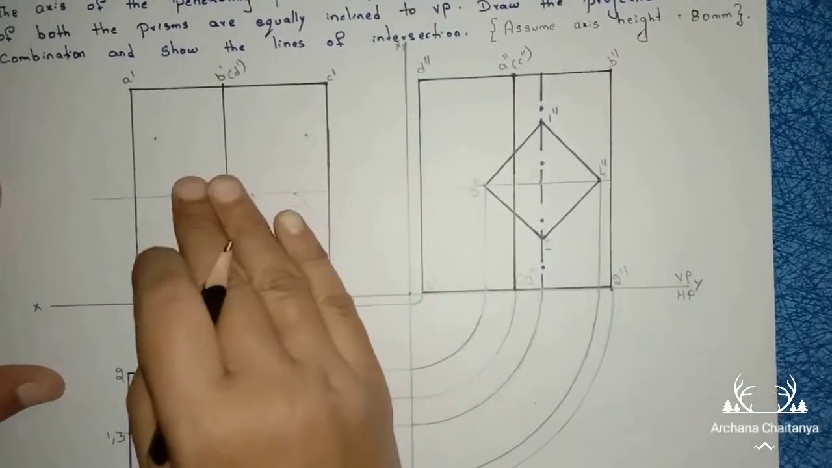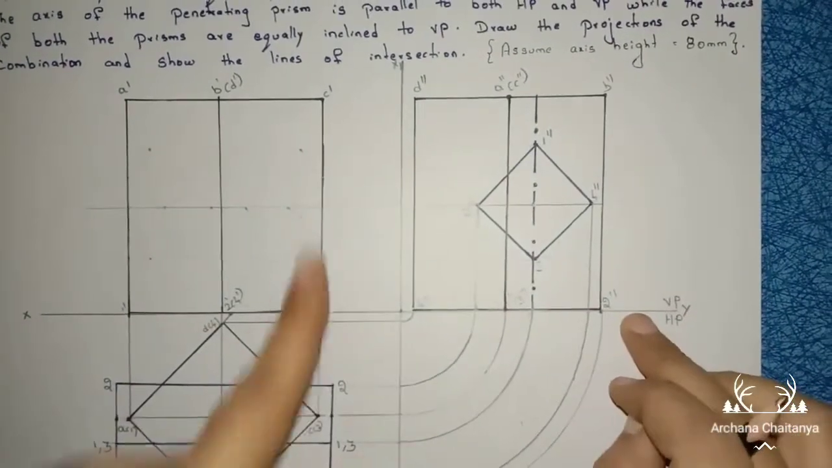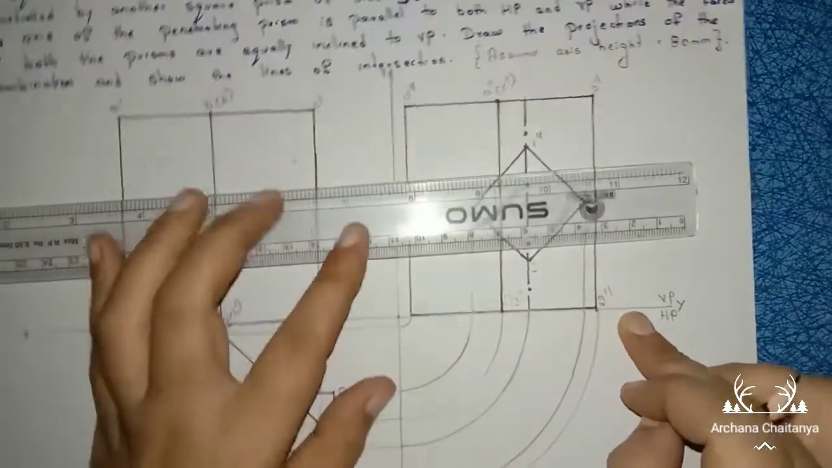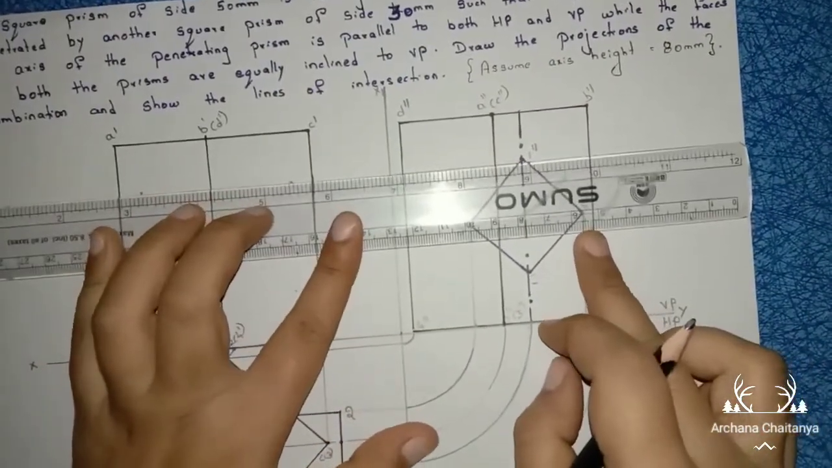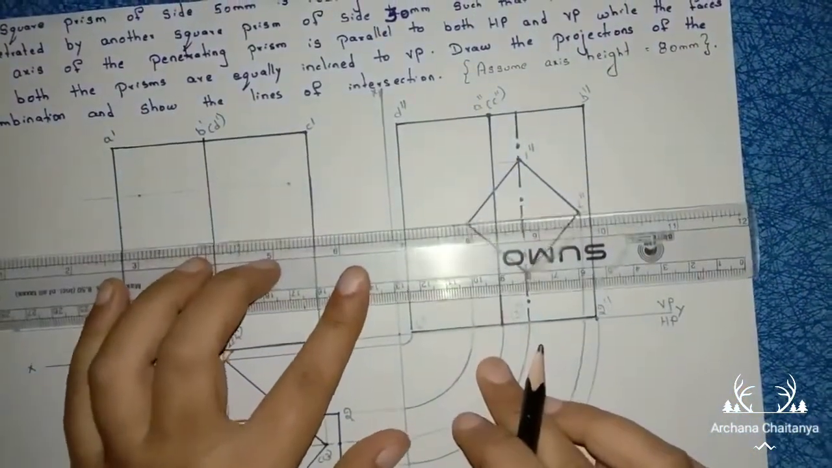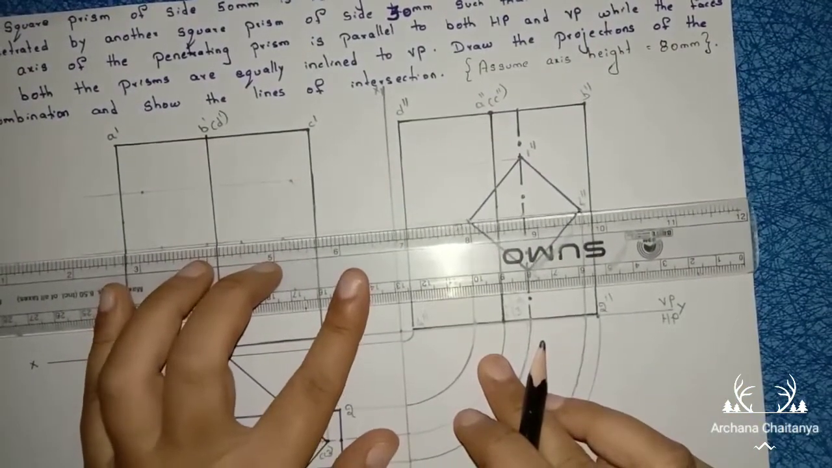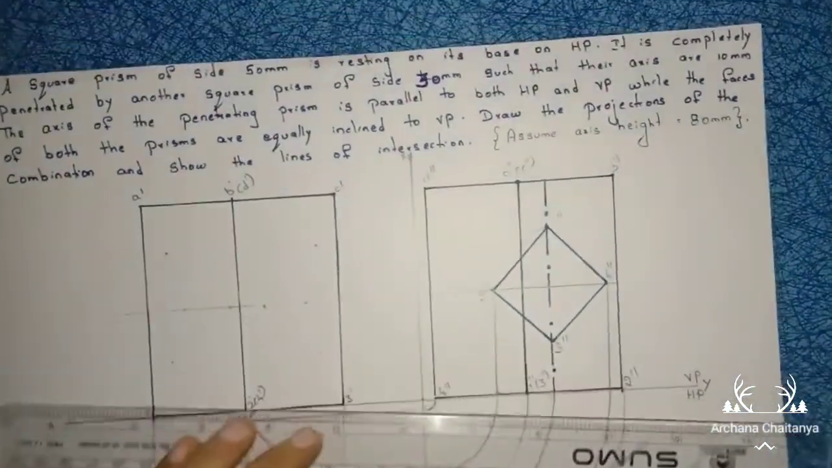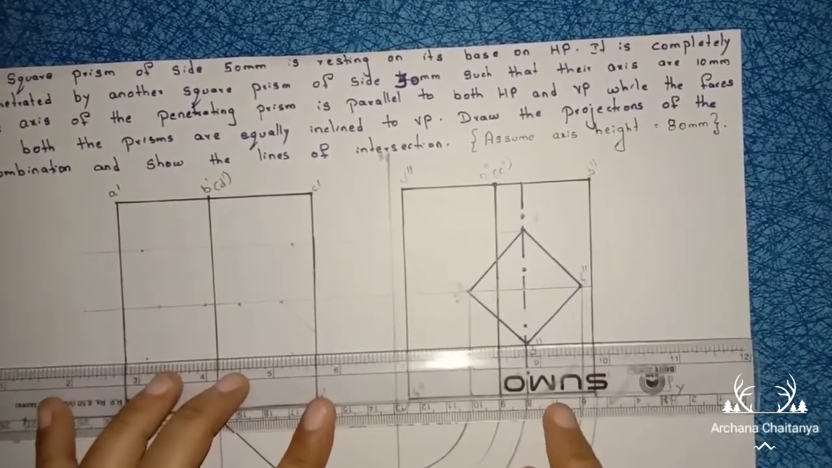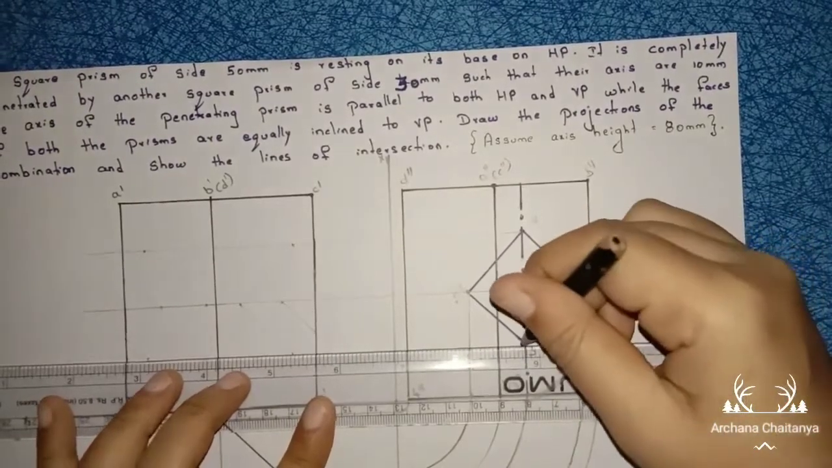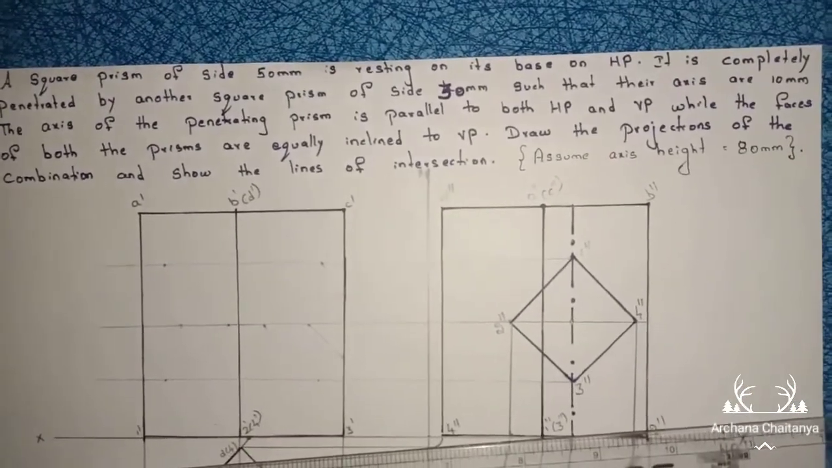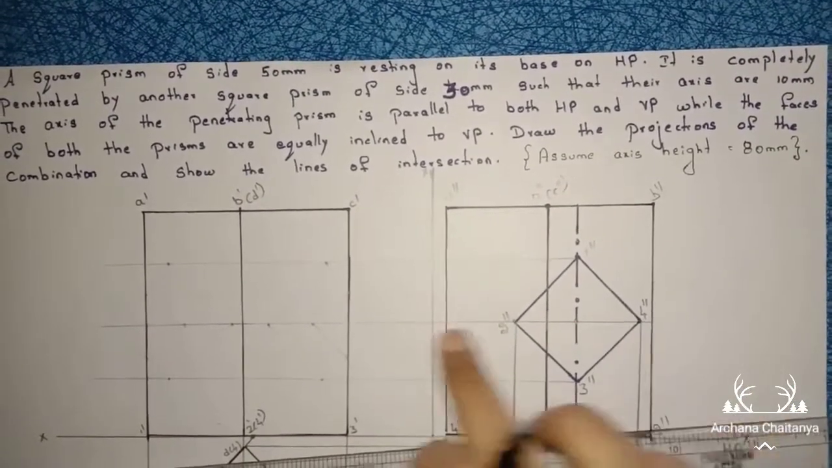In a similar manner you have to construct the prism in the front view also. The top view is completed, now you have to construct the front view. Same process: from 1 double dash, draw a projectional line of any length. Then next 2 double dash and 4 double dash, which we have already drawn. Next is 3 double dash; from 3 double dash, draw a projectional line of any length here. Now same process, the axis height is 80 mm, so this is the midpoint line.